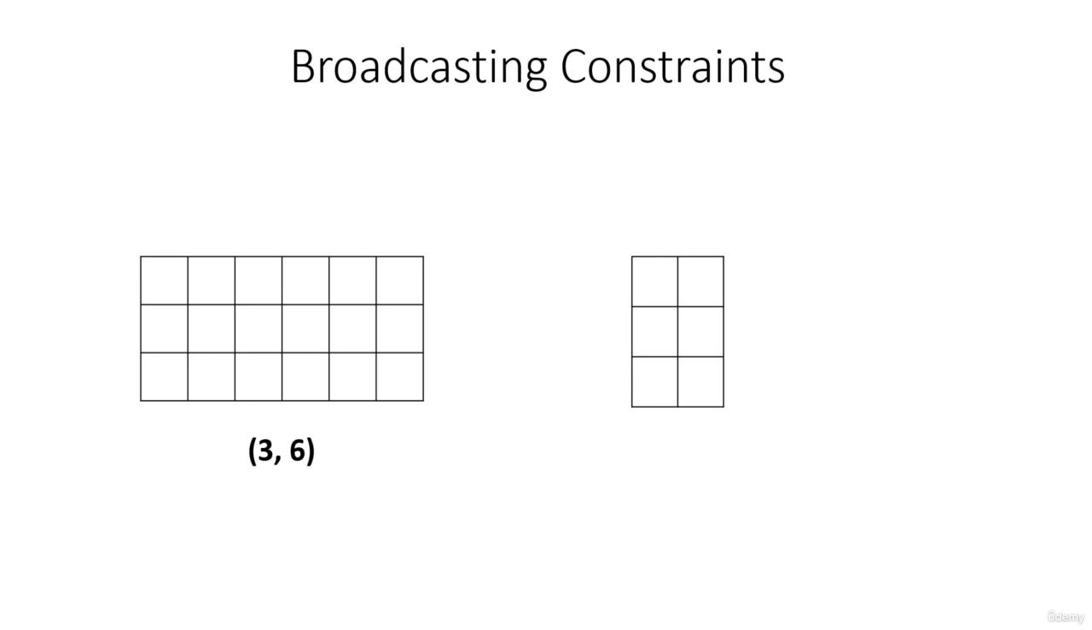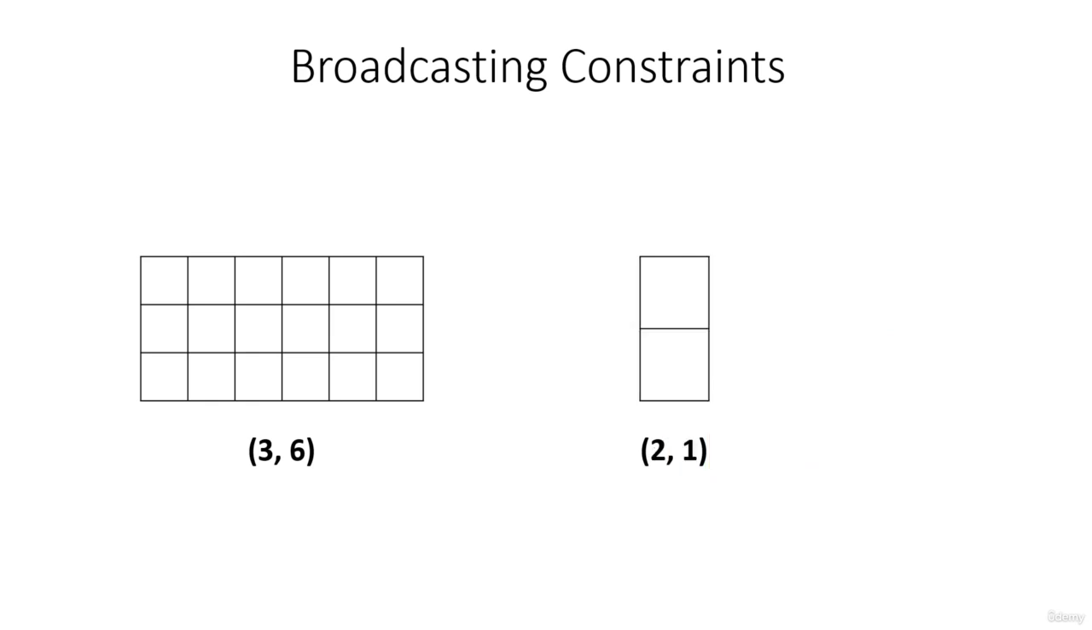We have a 3 by 6 array and a 3 by 2 array. Now notice the last dimension of this array. This is not equal to 1. In fact, this is equal to 2. The smaller array shape is different from the larger array, and its last dimension is not equal to 1, which means the smaller array cannot be broadcast over the larger array. Element-wise operations cannot be performed with these two arrays. We will get a broadcast error.